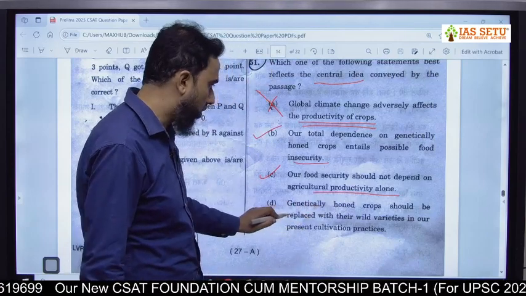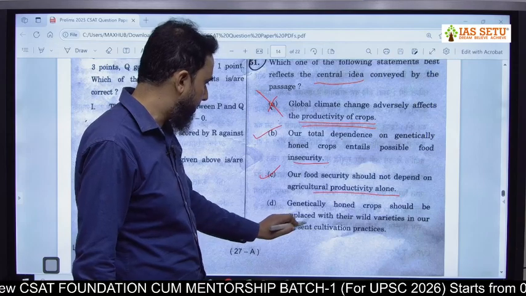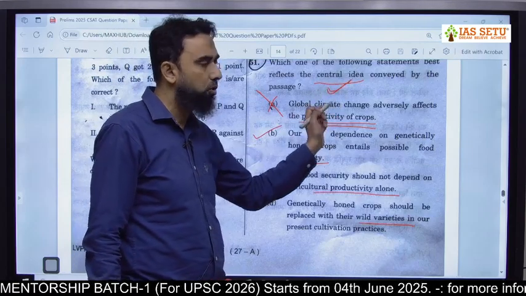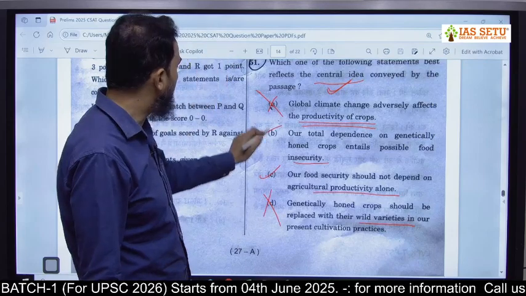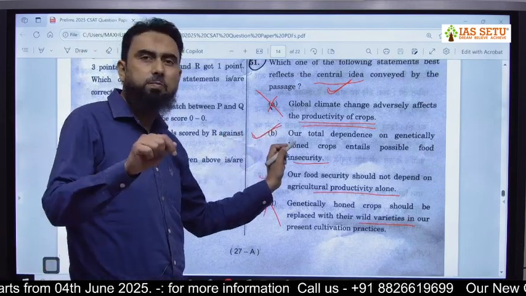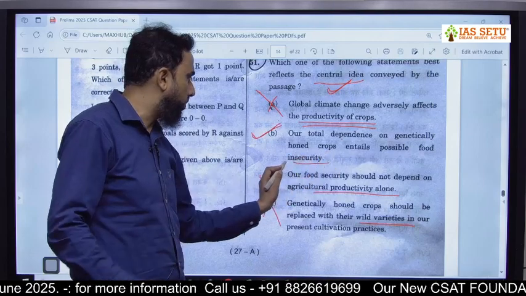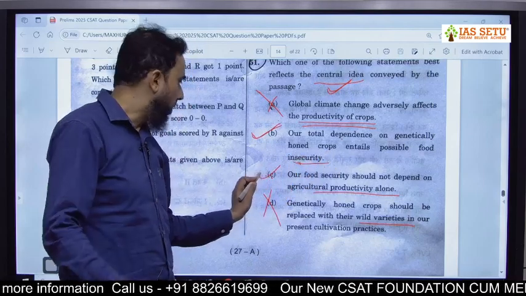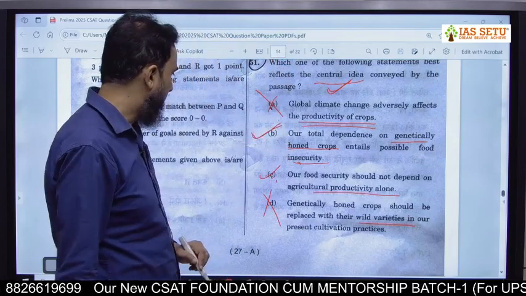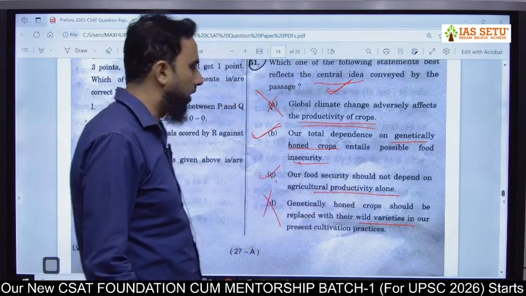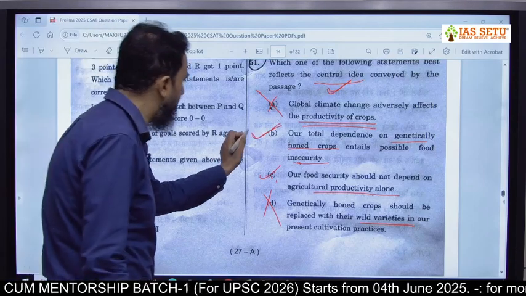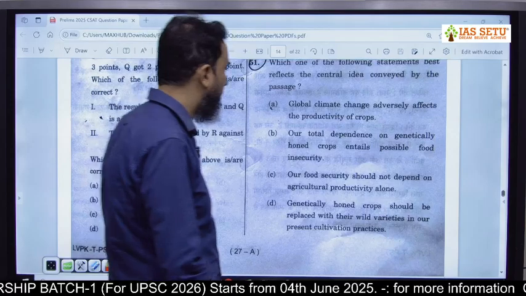D says genetically honed crops should be replaced with their wild varieties in our present cultivation. Now, maybe it is making some sense, but we have to find out the central idea, and the central idea should be per se given in the passage. So D is a weak option. Now B versus C, the two close options in this question, and I find that B is better because B is more specific here. Our total dependence on genetically honed crops entails possible food insecurity. And C also catches the notion, but it is a bit generalized in the sense that it does not mention the genetically honed crops as mentioned in the passage as a reason. It says our food security should not depend on agricultural productivity alone. It means the risk factor should also be considered, that the plants should be able to withstand the onslaught of diseases. So the best answer is B. C is quite close, but it was generalized.